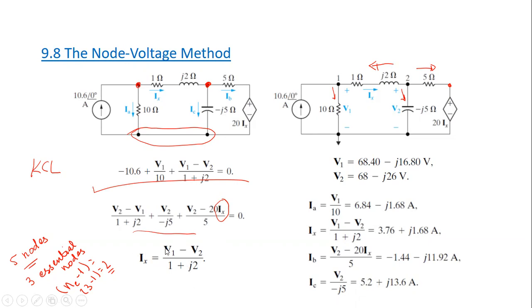Can I say that Ix equals V2 minus V1 divided by 1 plus J2? Can I say that? Say that again, sorry. Can I say that Ix equals V2 minus V1 over the impedance? Yes. But Armin says no.